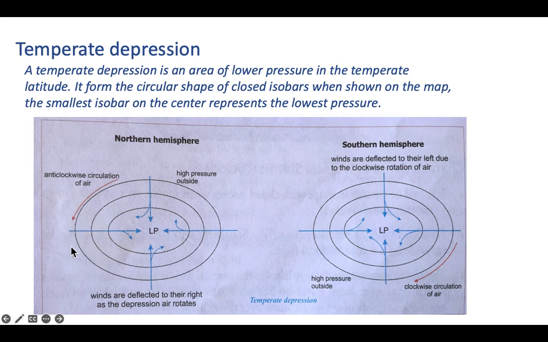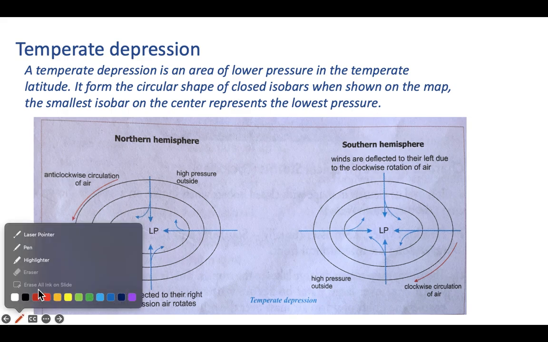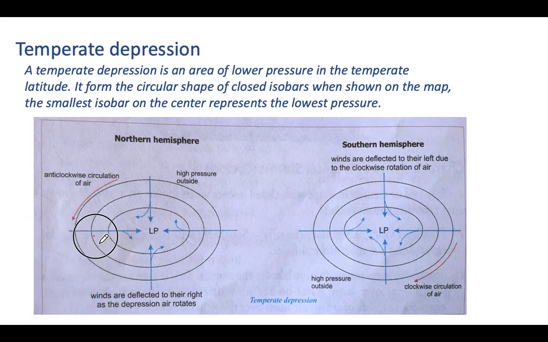So the wind usually blows in this direction. Look at this direction, which is opposite to the clockwise. So that's how the wind blows. This is anti-clockwise rotation.